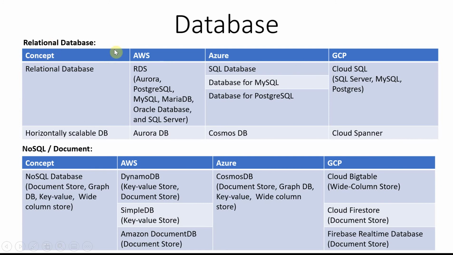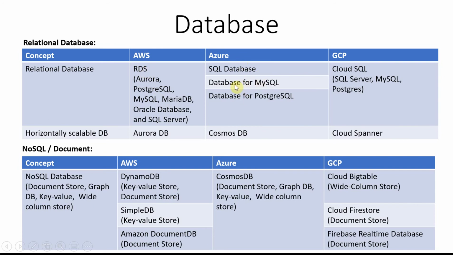So under this relational database category, in AWS it's RDS. RDS is where we can have an integration to all the popular databases, starting from Aurora, which is the AWS solution, and Postgres, MySQL, and MariaDB, which are open source, and Oracle and SQL Server, which are enterprise databases. All these relational databases can be connected with RDS.